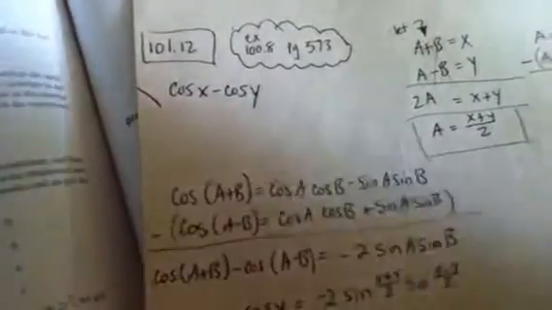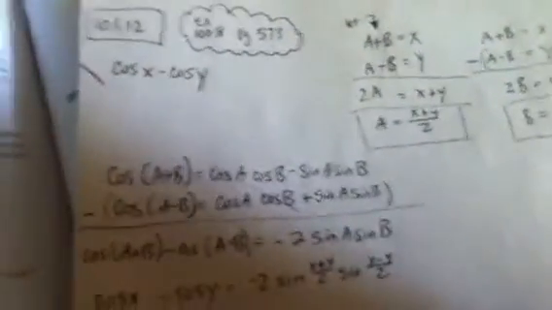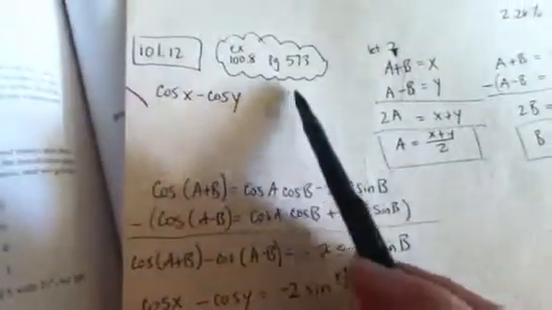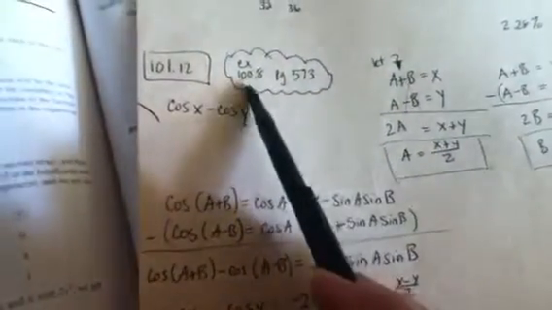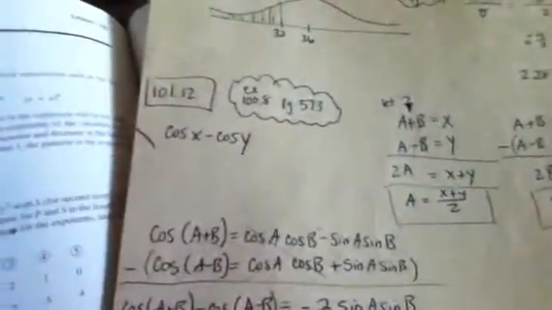This is lesson 101, number 12. All this can be found on page 573 because it's example 100.8, but I'll go ahead and do it anyway. We're supposed to develop the identity for cosine x minus cosine y.